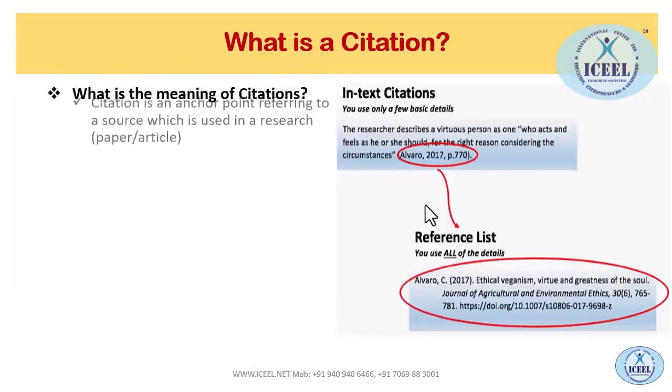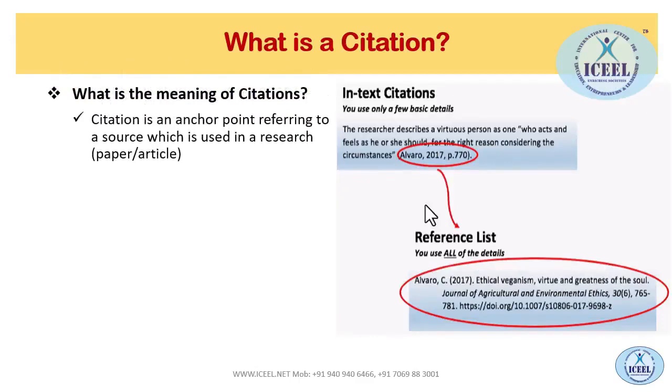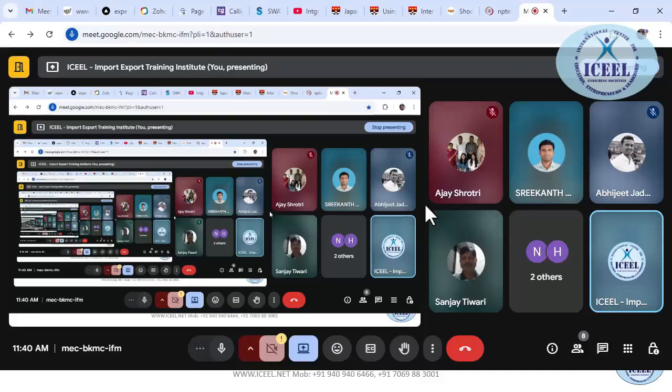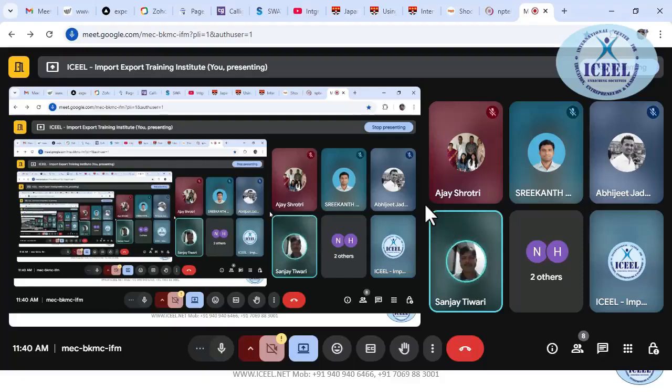So citation is nothing but an anchor point referring to the source used in the research, which may be some paper, some article, maybe anything else. Then what is a reference? What do you mean by reference? It's a large form of citation, sir. Okay, a large form of citation, yes. From where the inspiration has been drawn. That's right. You are actually using the theme and the construct of the author whom you are citing.